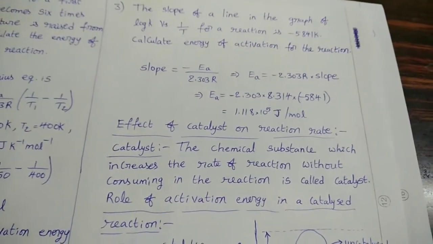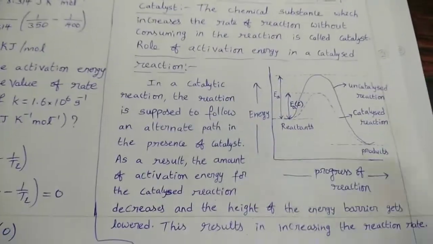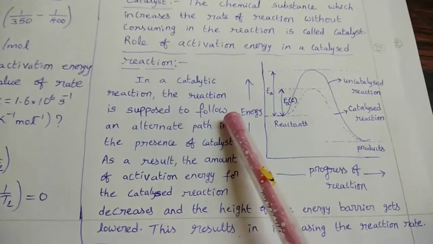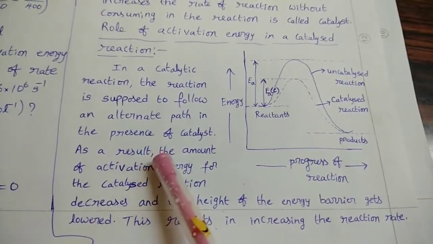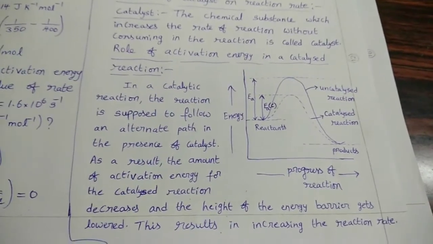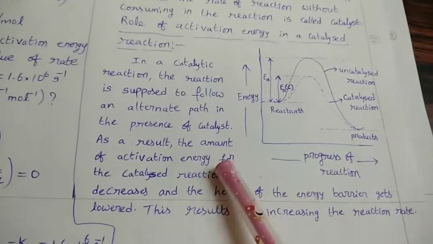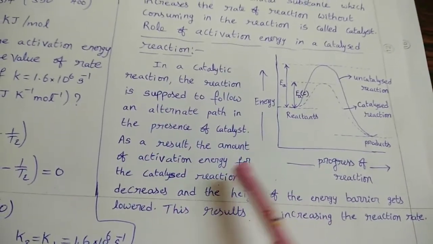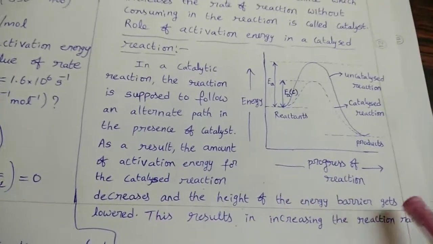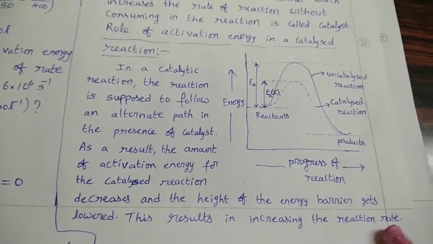Now, how does this catalyst increase the rate of reaction? In a catalytic reaction, the reaction is supposed to follow an alternate path in the presence of catalyst. If we use a catalyst, then that reaction takes place by following another path. As a result, the activation energy for the catalyzed reaction decreases and the height of the energy barrier gets lowered. This results in an increased rate of reaction.